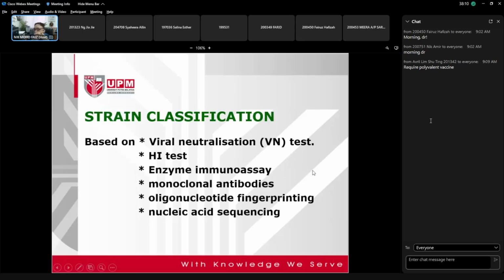Okay. Strain classification usually is based on viral neutralization tests, HI tests, enzyme immunoassay, monoclonal antibodies, oligonucleotide fingerprinting, and nucleic acid sequencing. So this is how we have classified the different strains of infectious bronchitis. It's quite similar with COVID also. That's how they classify Delta, how they classify Omicron. Okay, but nowadays the most common classification method is nucleic acid sequencing. We do sequencing and then you can classify the strain already.